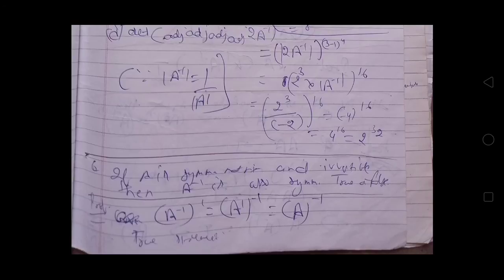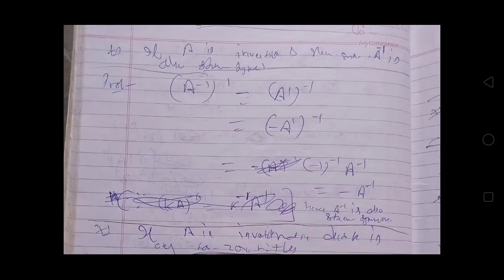Okay. Now if A is invertible and skew symmetric, then A inverse is also skew symmetric matrix. The proof says transpose of A inverse will be equal to inverse of A transpose, and this will be inverse of minus A, and this will be further equal to minus 1 raised to the power minus 1 into A inverse, and this will be further equal to minus of A inverse, and A inverse is also skew symmetric matrix.